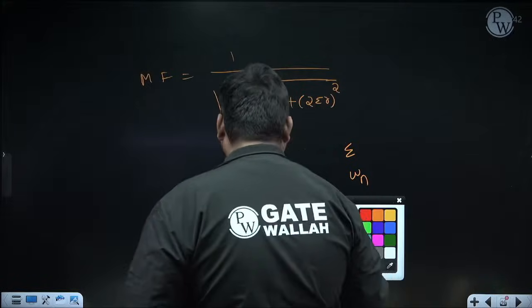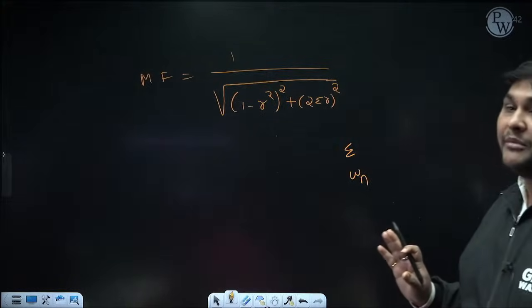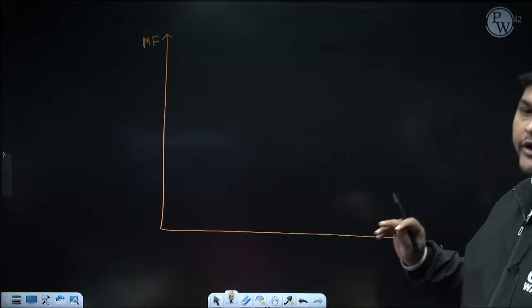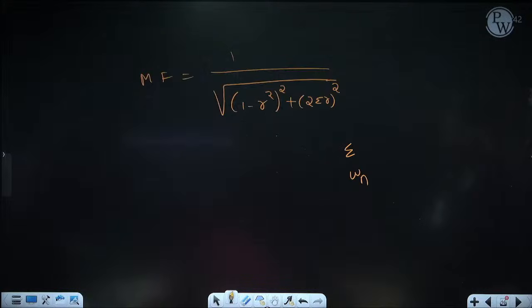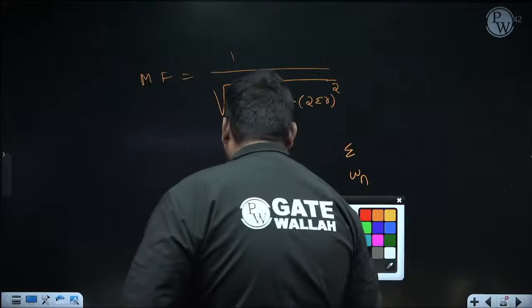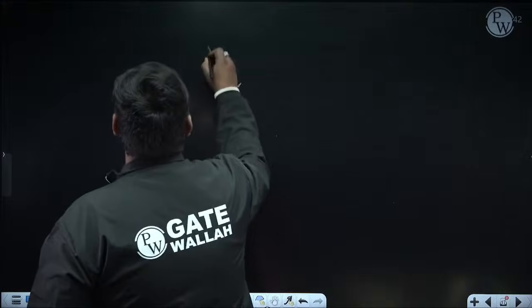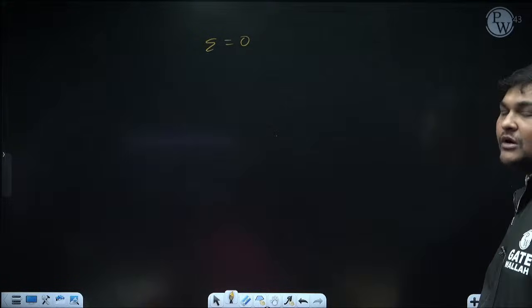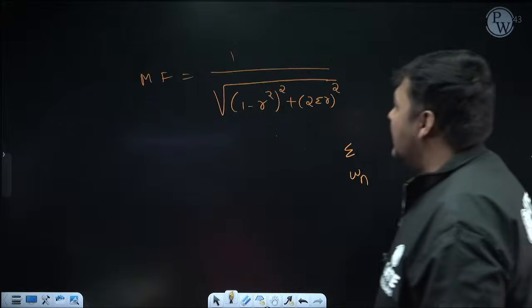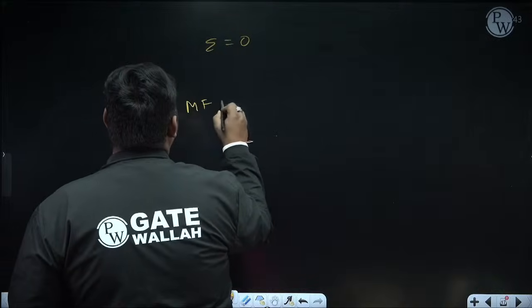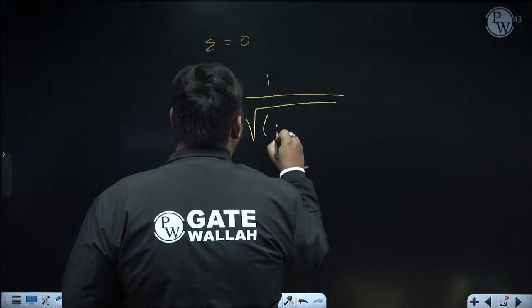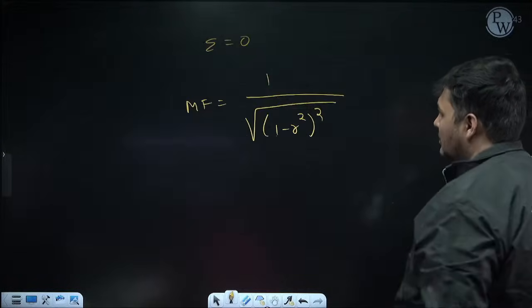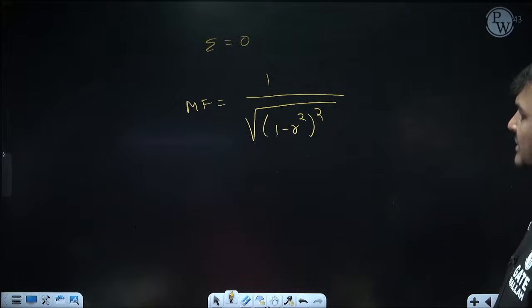Now first I am explaining how you can draw the graph. Don't remember anything, only try to understand. At last I will make a summary related to the graph, and only those summary points you need to remember. See, first I am drawing this graph. Only understand, don't write anything. For zeta equal to 0, we take the simplest value of zeta, which means I am assuming no damper is attached. If you draw the graph for zeta equal to 0, this equation will be MF equal to 1 upon square root of (1 minus R square) whole square. Zeta is 0, so this part will be 0. Now see this equation.